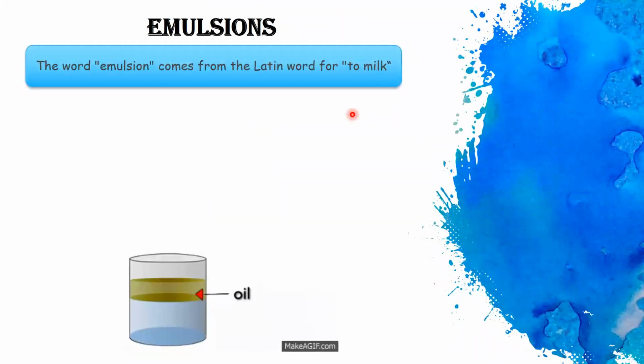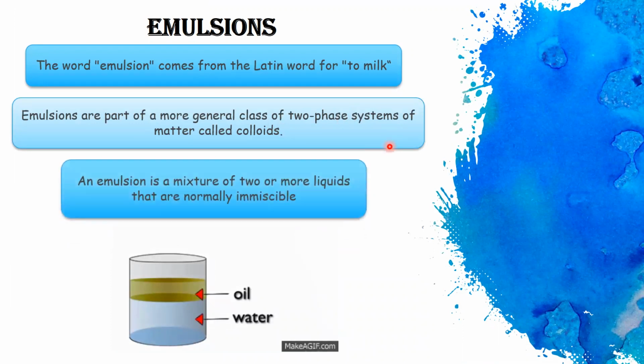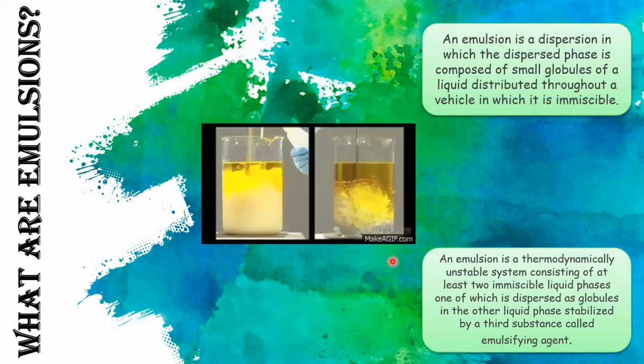So emulsion is a type of dispersion system, or we can say it is a general class of two-phase system of matter known as colloids. Emulsion comes from a Latin word meaning to milk, whereas an emulsion is a mixture of two or more liquids that are normally immiscible. Briefly, we can say that an emulsion is a dispersion in which the dispersed phase is composed of small globules of liquid distributed throughout the vehicle in which it is immiscible, or we can also say it is a thermodynamically unstable system.